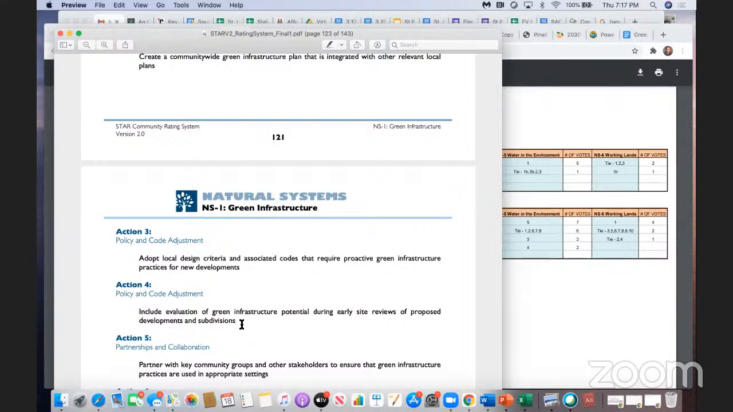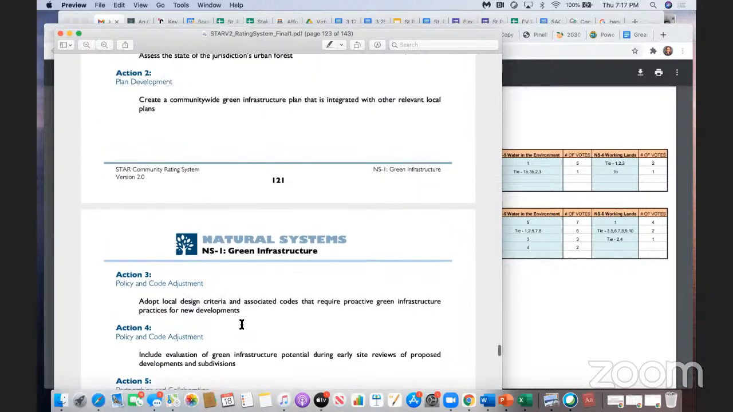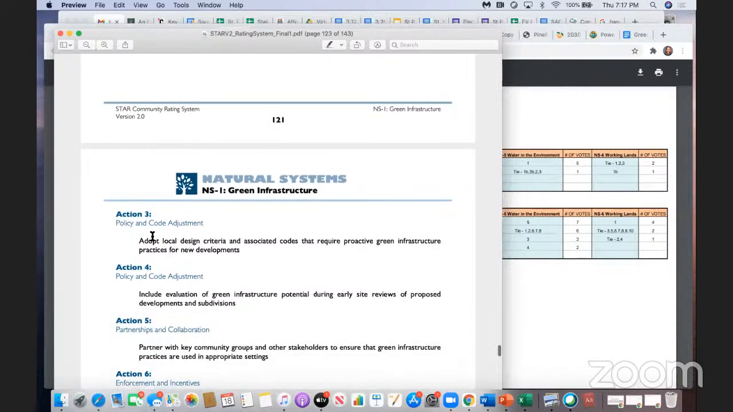So I think that we should prioritize those 3 items. The next 4 natural systems 1, green infrastructure, receiving 6 votes were action item 3 and action item 8. So action item 3 is adopt local design criteria and associated codes that require proactive green infrastructure practices for new developments. So that goes to, I think, Denise, what you're saying, wanting to have like impervious roadways or parking lots, all of those kind of things.